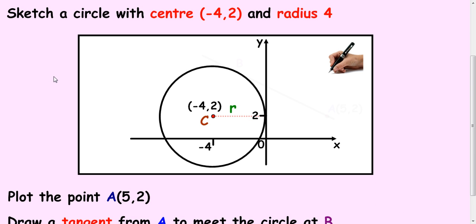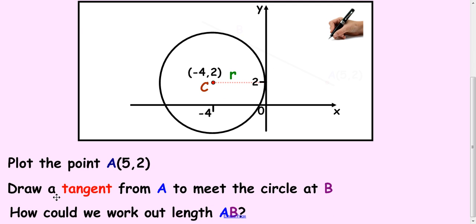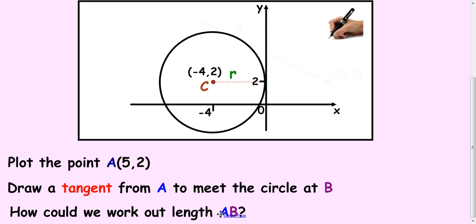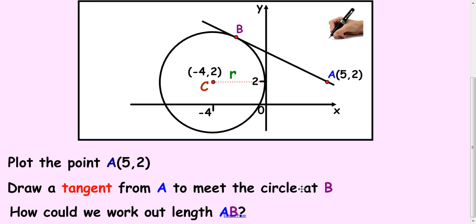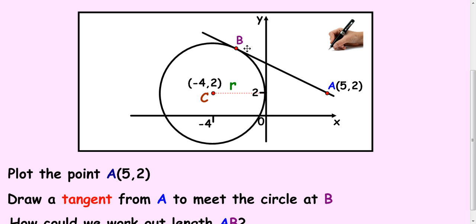Same idea with this. Sketch a circle with centre negative 4, 2 and radius 4. And then it says at the bottom, could we work out the length AB? So it says sketch that out, plot the point 5, 2 and draw a tangent to meet the circle at B. So sketch that out, and then it's saying, could we work out the length of AB, this length here?